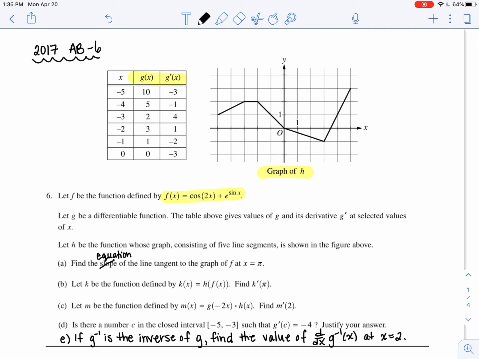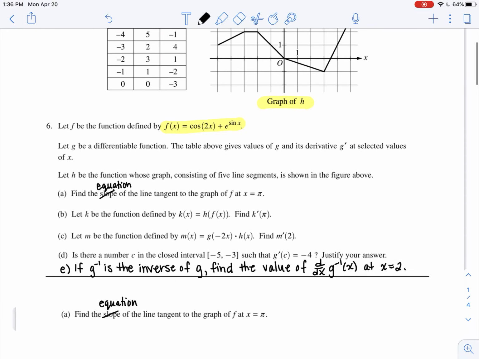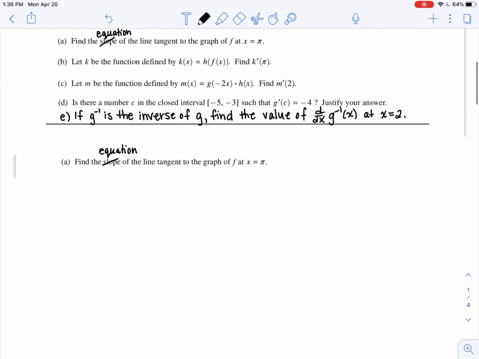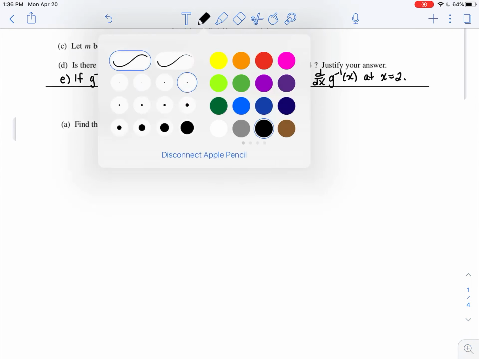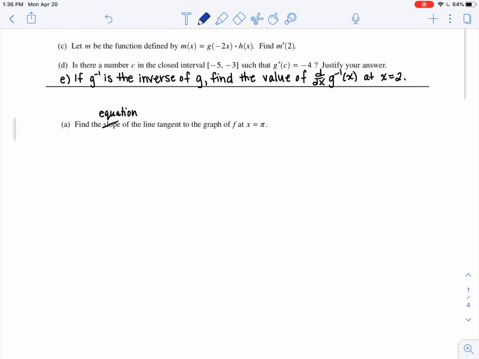I added in a little something about finding the derivative of the inverse, just to practice that, because I feel like those are things you probably haven't seen in a little bit, and who knows if they're going to come up. Okay? So let's begin with the first one. It says, find the slope of the line tangent to the graph of f at x equals pi.